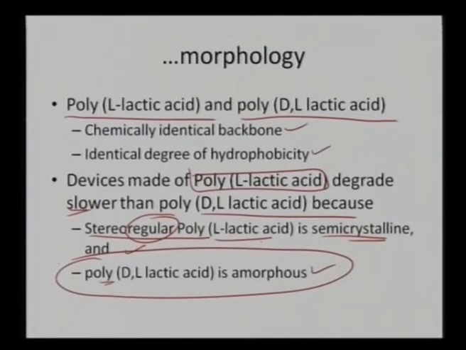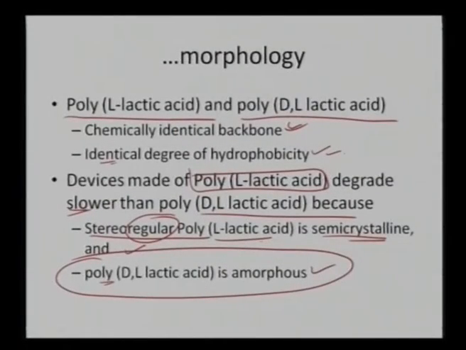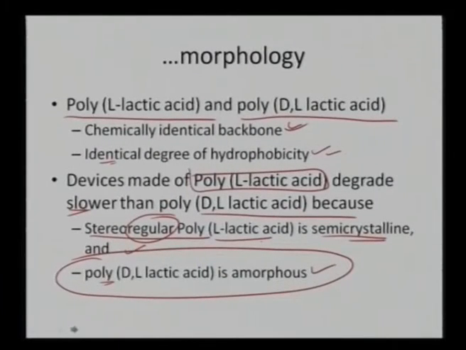So we can see in this example that they have a similar or identical chemical backbone and an identical degree of hydrophobicity, but because of the difference in the morphology or overall structure, one being amorphous and the other semi-crystalline, there is a change in the overall degradation of the material. So that is a very, very critical part as well. We are concerned about the overall backbone, the overall hydrophobicity, as well as the morphology of a particular polymer in terms of dictating the degradation rate.